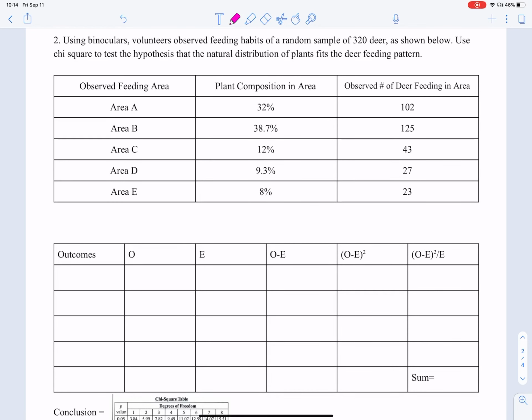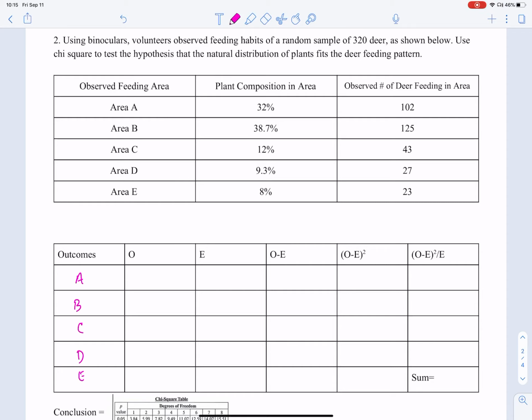Using binoculars, volunteers observed feeding habits of a random sample of 320 deer, shown below. Use a chi-squared test to test the hypothesis that the natural distribution of plants fits the deer feeding pattern. So here are areas A, B, C, D, and E. We checked 5 areas for deer. Plant composition, observed feeding area. So we're essentially trying to figure out if it matches what we would expect.